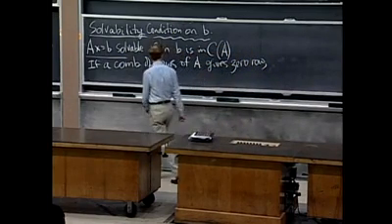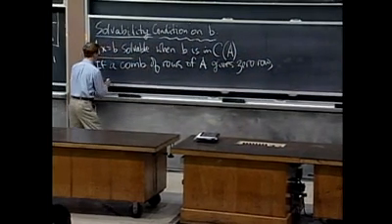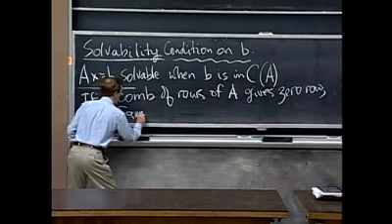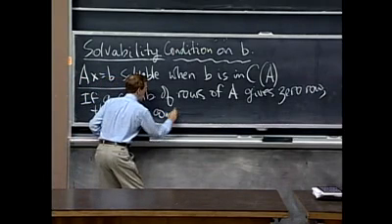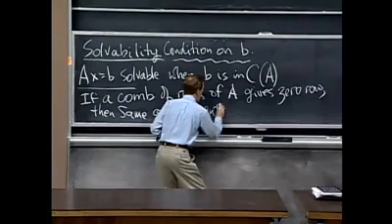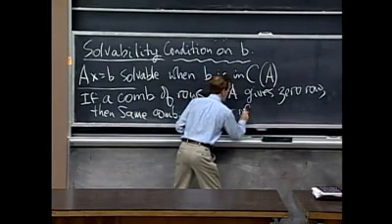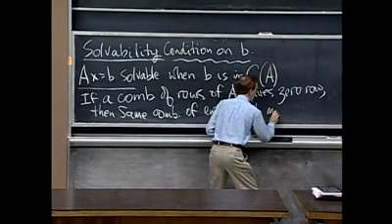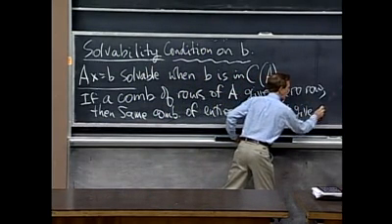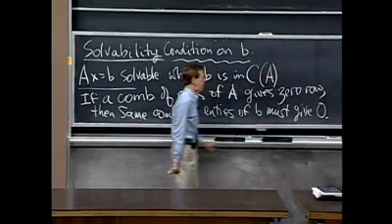So if there's a combination of the rows that gives the 0 row, then the same combination of the entries of b must give 0. And this isn't the 0 row, that's the 0 number. Okay.